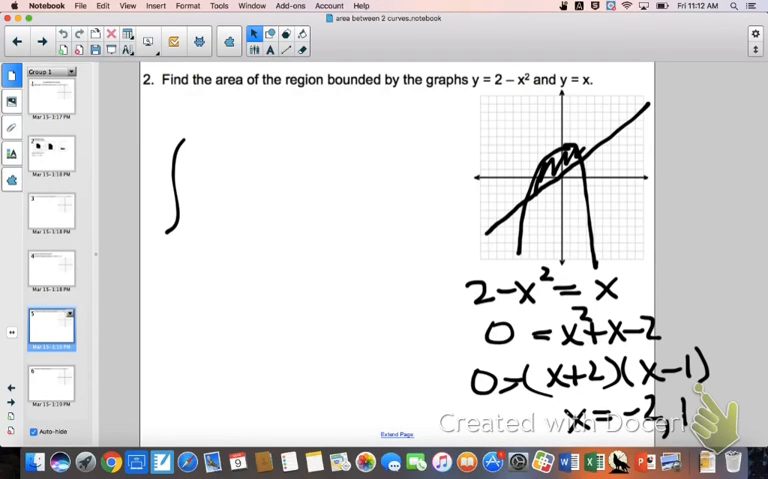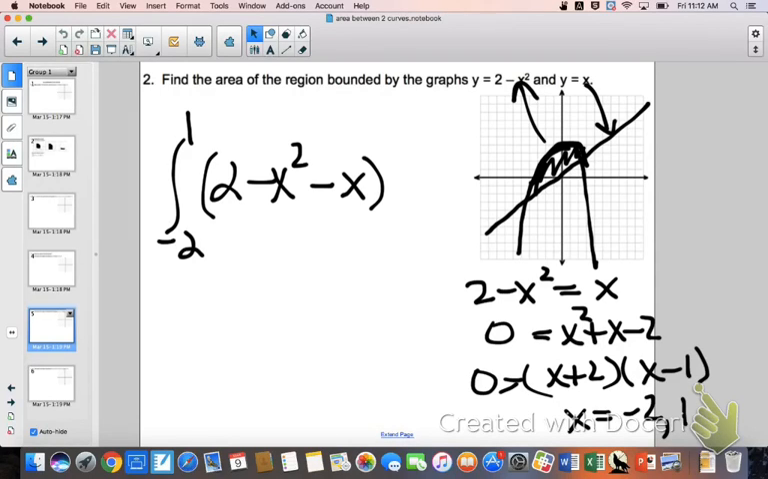So our area would be the integral from negative 2 to 1 of the top, which is your quadratic, so that's f of x, 2 minus x squared, minus the bottom, which is just x, so minus x.